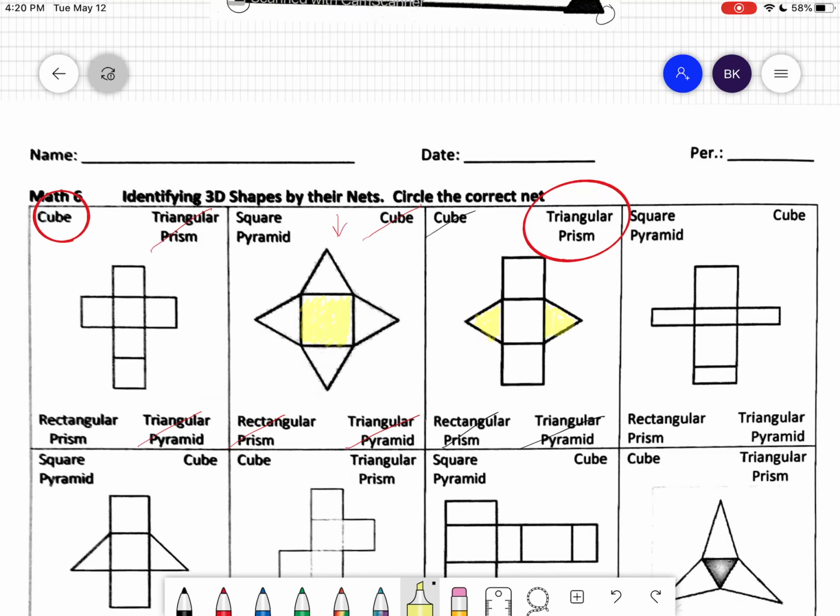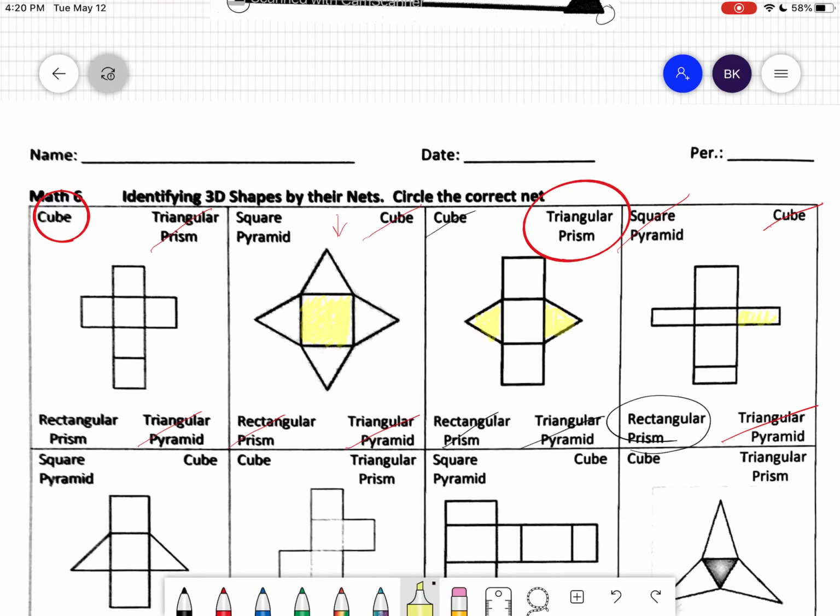And the last shape I would like to talk to you about is this one, the last one. I'm noticing no triangles, right? So I can definitely eliminate triangular pyramid. It's not a cube because I have different sides. It's not a pyramid, like I said. So what's left? It is going to be a rectangular prism.